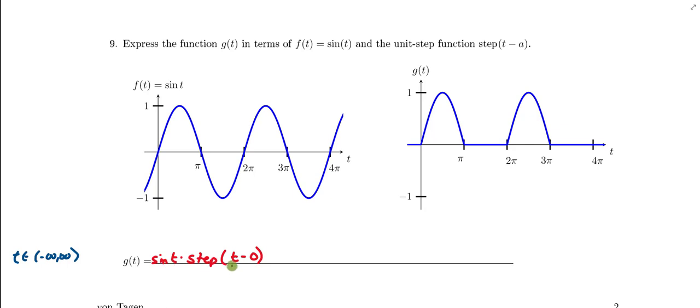So notice that when this displays a 0 times sine of t, it just outputs 0. But when t is greater than or equal to 0, the step function is outputting a 1. Multiplying that to the sine of t turns it on. So what we've got here is a function that starts at time t equals 0, and it would look like this.